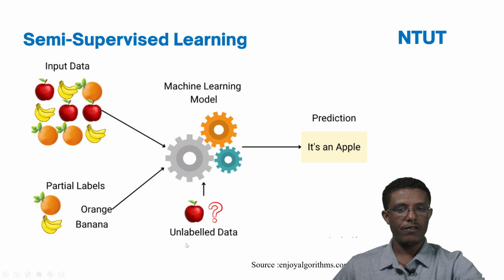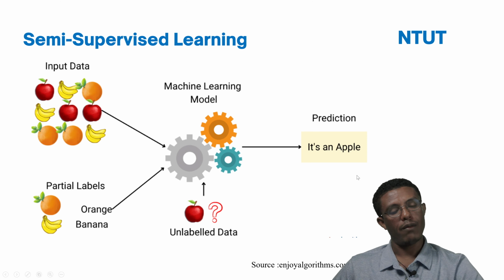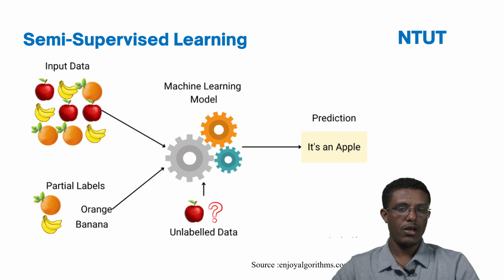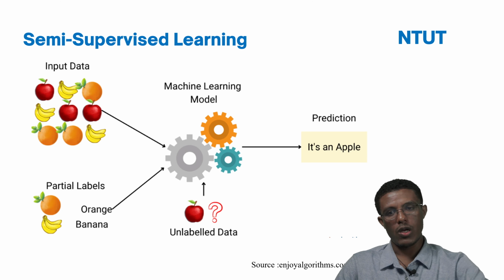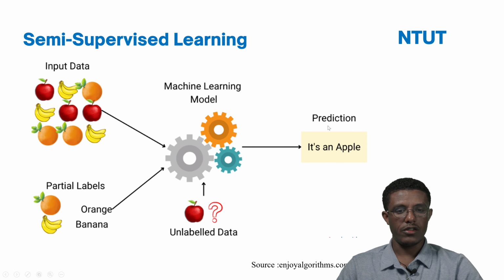And then when you give new data for a test, like this unlabeled data, where we only give the input, because the model knows that this one is orange and this one is banana, when we input this one, it understands that it is an apple. It tries to also generate a new label based on the other data. That is the way of semi-supervised learning. Some of the data is labeled, some is unlabeled. By combining them, when we give new data, the prediction or classification comes.